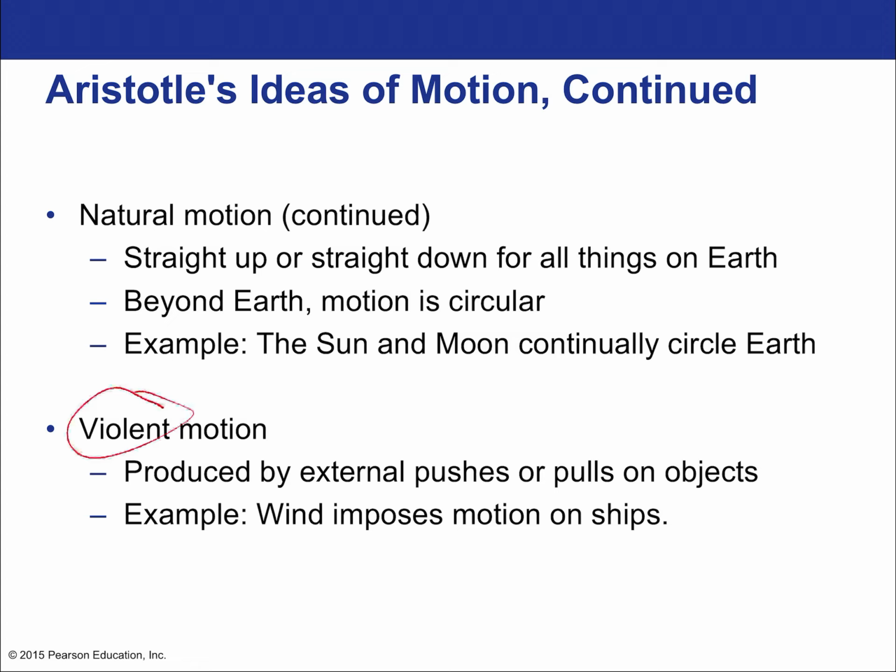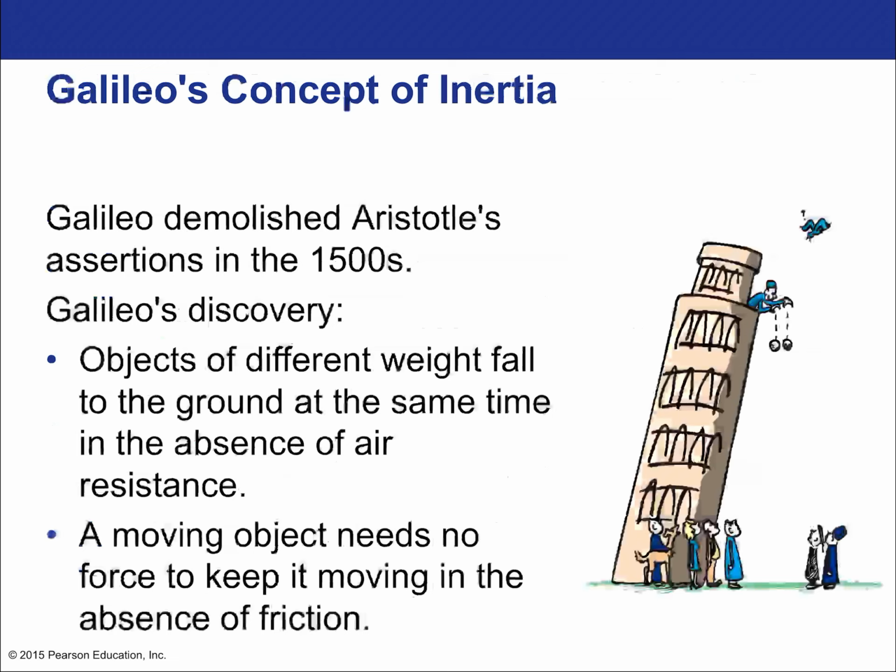And it wasn't until scientists of much later, up until the 15th century, the 1400s, that we finally get some new ideas revealed. So Galileo demolished Aristotle's assertions in the 1500s. Galileo's discovery: objects of different weight fall to the ground at the same time in the absence of air resistance. Okay, so that means that there was something universal here. In a vacuum, a feather and a rock would fall at the same rate. Okay, so the rock isn't fundamentally different. Instead, there's a universal attraction. The notion of gravity was coming into play here.